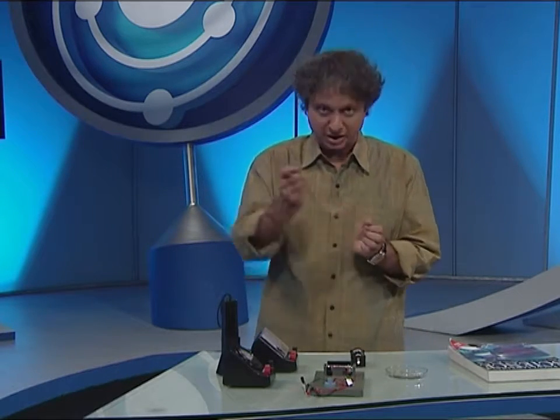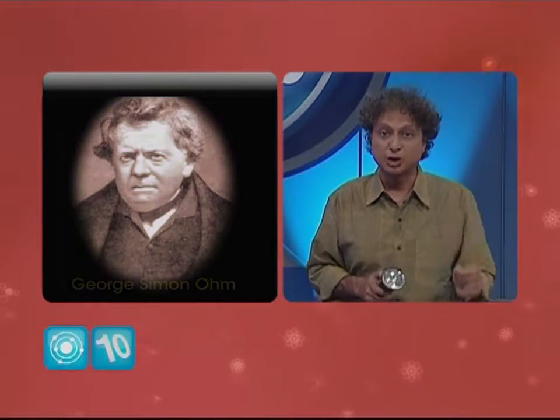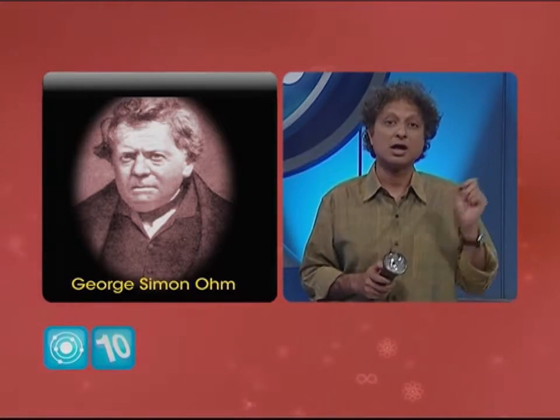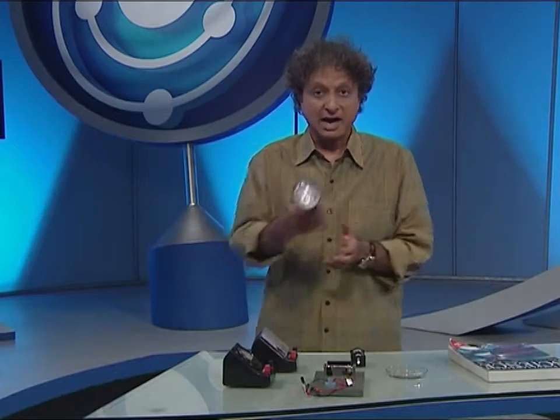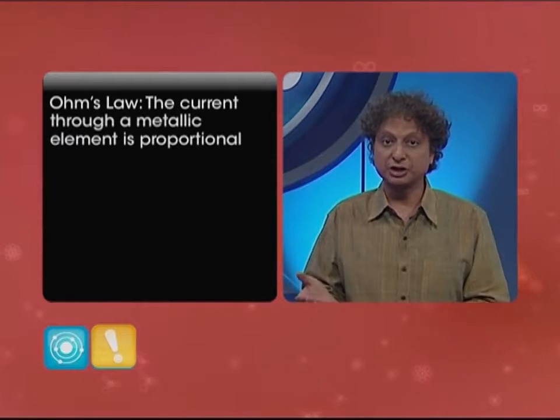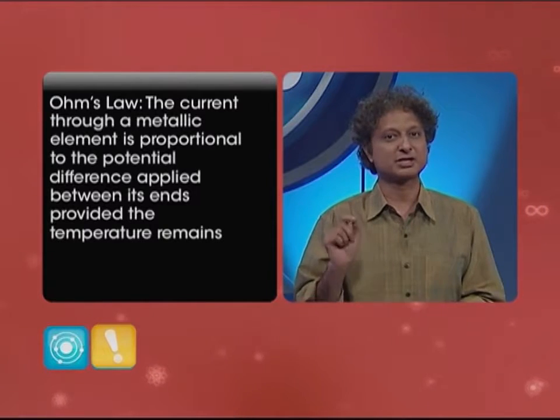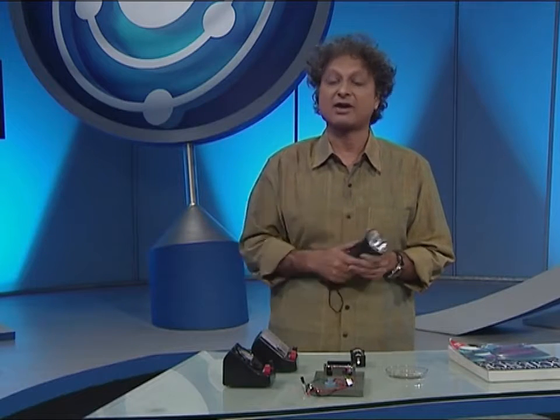It means that the electric current passing through an element, in this case the torch bulb, depends on the potential difference applied across it. The relationship between potential difference and current was first established by a German physicist, George Simon Ohm, hence Ohm's law. Now let's state Ohm's law. The current through a metallic element is proportional to the potential difference applied between its ends, provided the temperature remains constant.